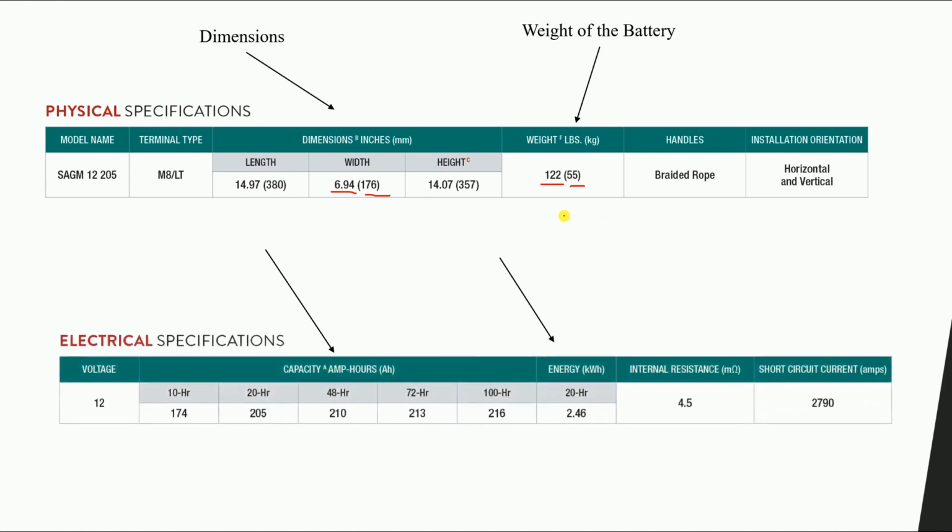Then we have the electrical specifications, which are really important for us. You can see voltage and capacity and energy of the battery.